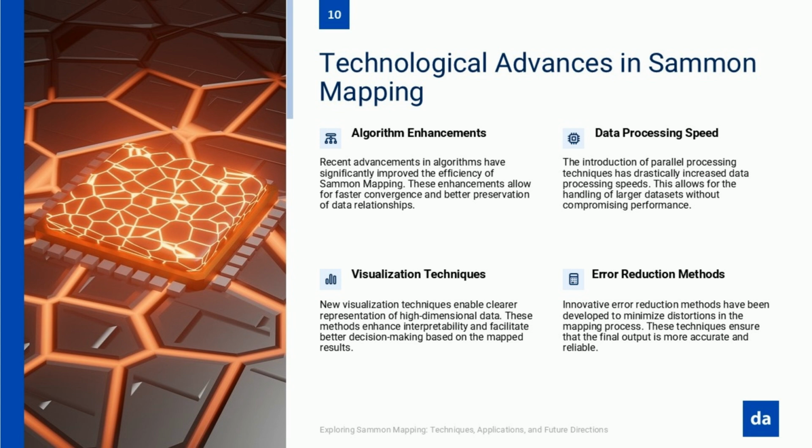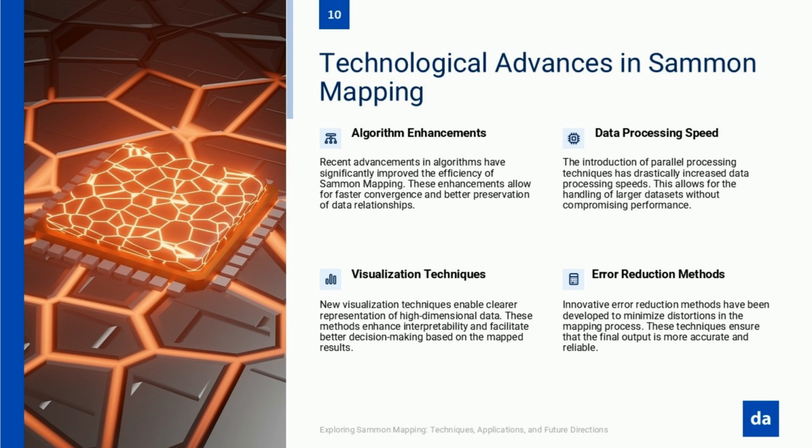We're also seeing the integration of deep learning and Sammon mapping. Researchers are exploring how autoencoders, neural networks designed for dimensionality reduction, can work alongside Sammon mapping to enhance feature extraction. By leveraging deep learning's ability to uncover hierarchical features, Sammon mapping can refine its representation in ways that were previously impossible. Finally, real-time applications are emerging.